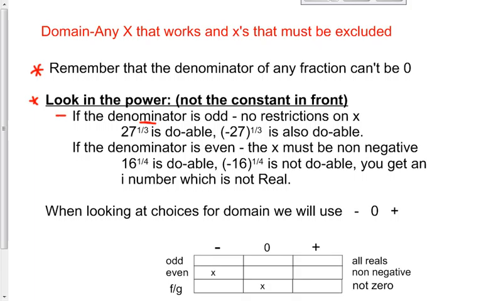Here's case number 1. If the denominator of your fraction is odd, like this one, 27 raised to the 1/3, then we have no restrictions on x. I could put in any number I want and I will get an answer. So here's a sample for that. Can I put in 27, a positive number, 27, and do 27 to the 1/3? Sure, that's doable. My answer is 3. Can I put in a negative number and do negative 27 to the 1/3? Yes, that's also doable. That answer would be negative 3.